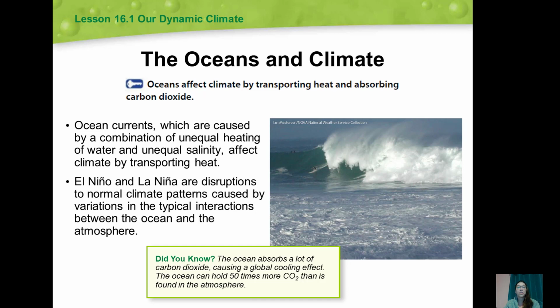So what happens is we have ocean circulation. This is when ocean water exchanges huge amounts of heat with the atmosphere, and the ocean currents move heat energy from place to place. A worldwide system of ocean currents is caused by a combination of unequal heating of water and unequal salinity. And salinity means salt concentration. So the higher the salinity, the more salt that's in the water.